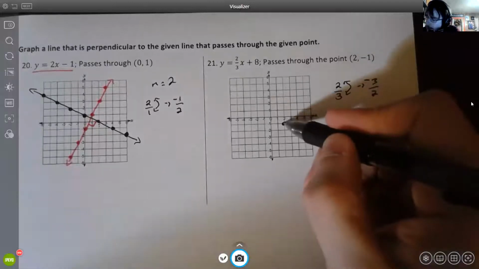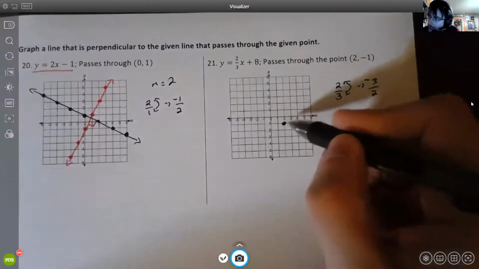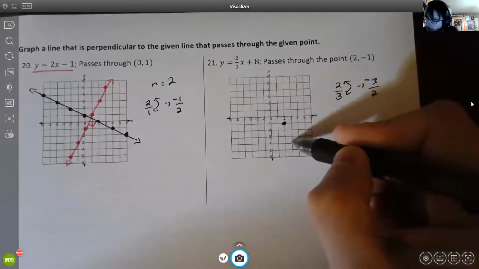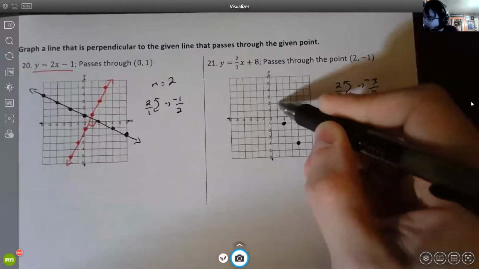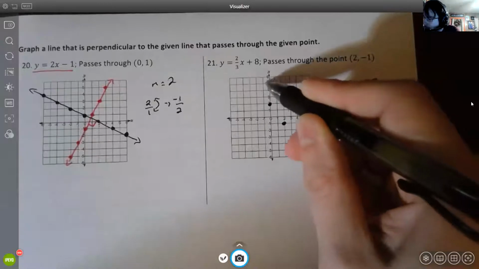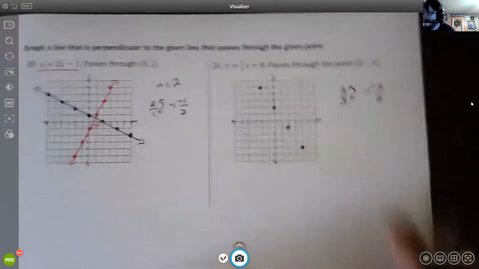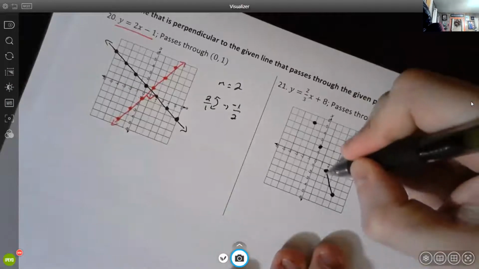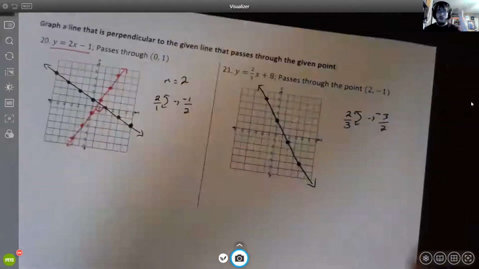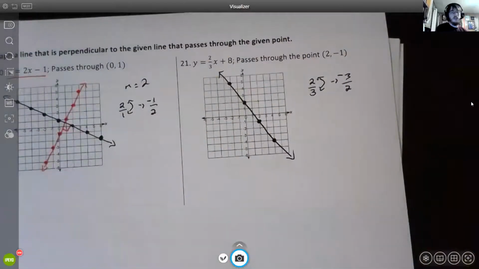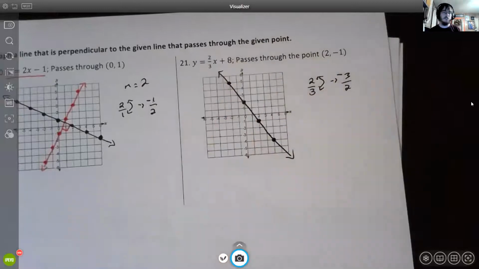So we're going to start here. If we go down, we need to go to the right after that. So down 3, 1, 2, 3, to the right 2. There. Start back and we go up 3, 1, 2, 3, to the left 2. Up 3, to the left 2, so on and so forth. Okay. And again, if we were to graph the other line, which I can't really do because of the massive y-intercept, we would be able to see that they would cross at a 90-degree angle.